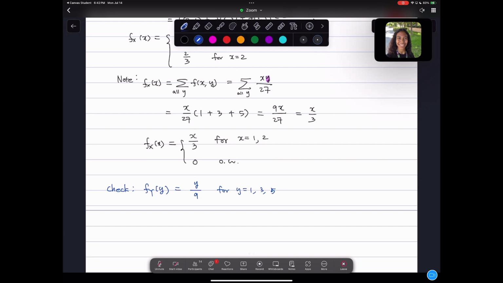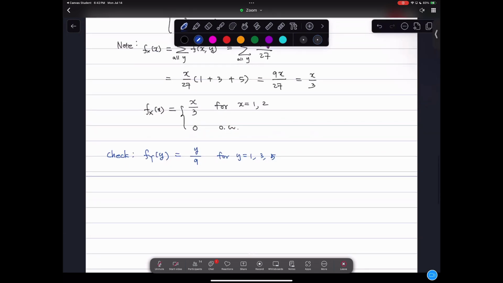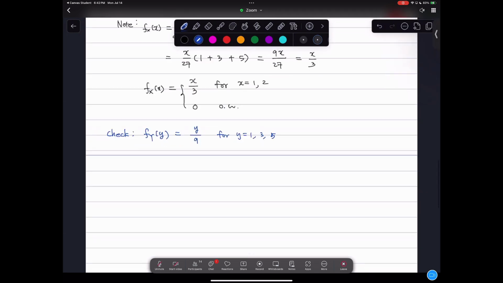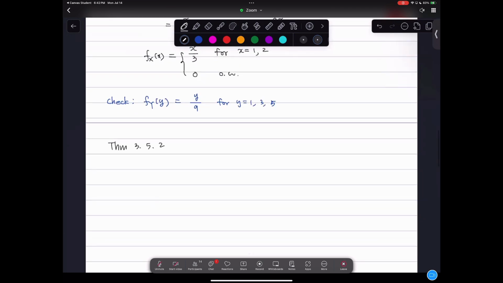So I know how to get the discrete case. So let's move on to the continuous. So that's your Theorem 3.5.2. So now this time your x and y are both continuous. So x and y, they have a joint PDF.